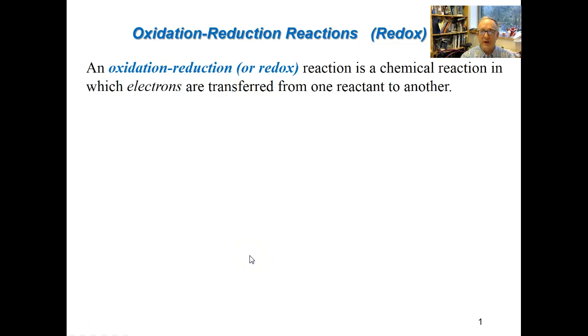An oxidation reduction reaction, or redox reaction, is a chemical reaction in which electrons are transferred from one reactant to another. These are important reactions, especially physiologically, in that our metabolism is based on oxidation reduction reactions. The electron transport system that you may have heard of, the electron transport chain, shows electrons being passed back and forth.